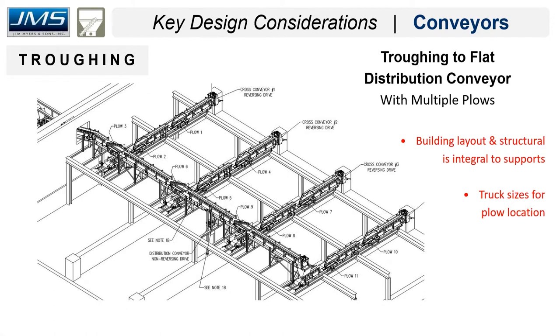Here's a troughing system that goes from troughing to flat belt to utilize 11 plows to load 3 truck bays. It's ideal, if there's a specific truck size, to design for that, but with controls we can design for a maximum and be pretty flexible in the truck loadout size.